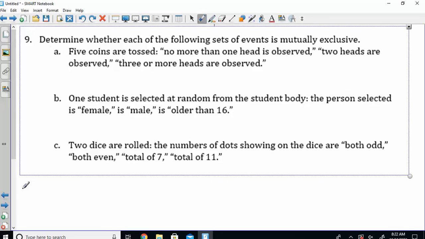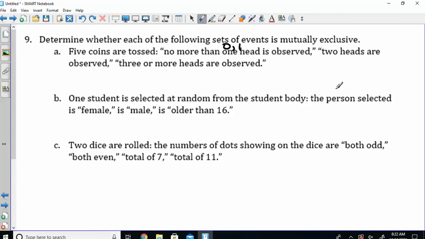So you have to know the definition or the difference between mutually exclusive and independent. Mutually exclusive is telling me that there is no overlap, that both things cannot occur. Independent is knowing one doesn't change the other. Okay, if 5 coins are tossed, the first outcome is no more than 1 head observed. So that means I could have 0 heads or 1 head. Second outcome is 2 heads. This one is 3 or more, so you could have 3, 4, or 5.